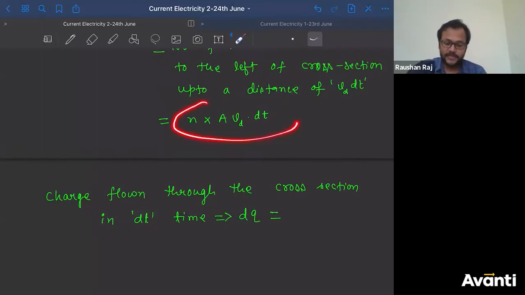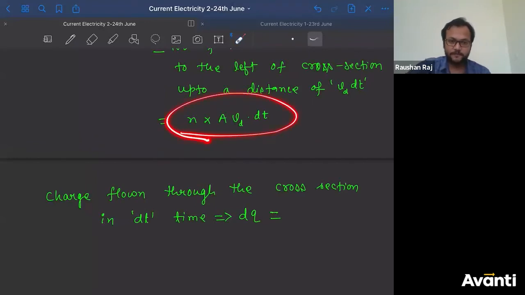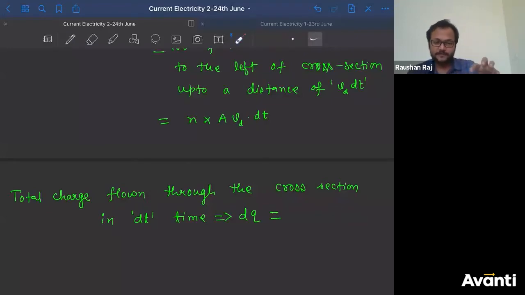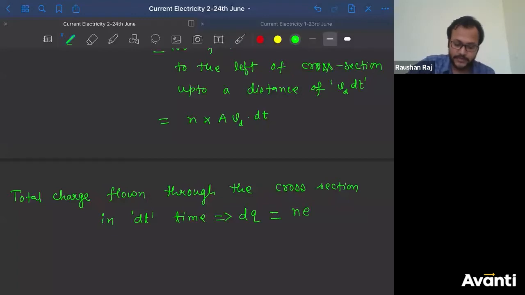Multiply the charge of a single electron here, that will be the total charge that will flow through the cross section, because this is the number of free electrons. So what will be the total charge? Let me write total charge here for better clarity. What will be the total charge that will flow through that cross section in this small dt time? I will say number of electrons that is crossing that cross section into the charge of one electron. If I put the value, can I write this as n into e into A into vd into dt? Can I write like this?